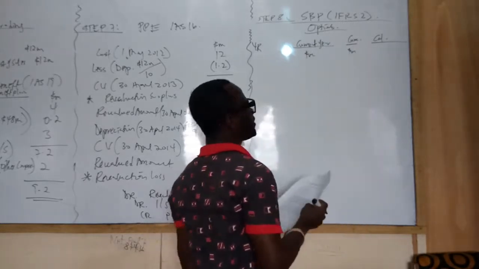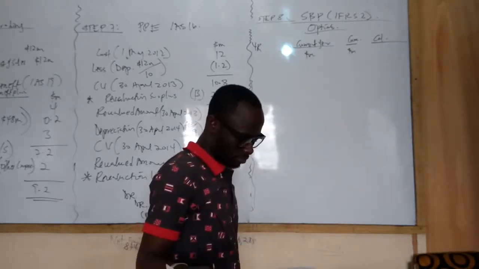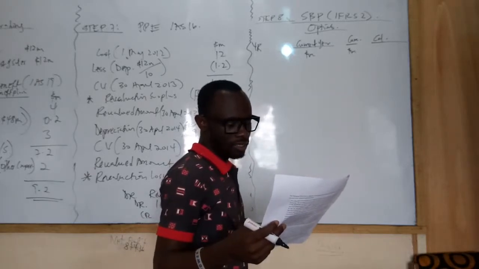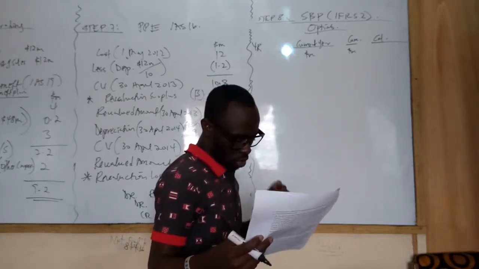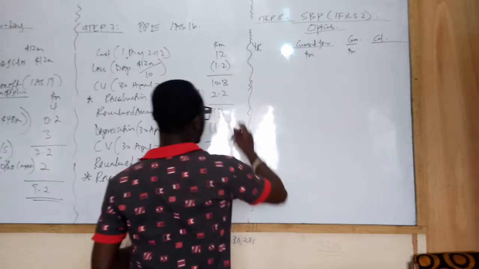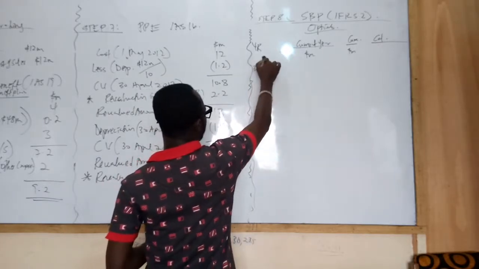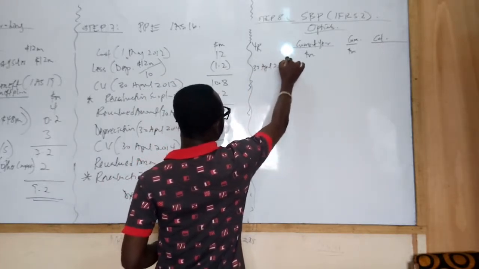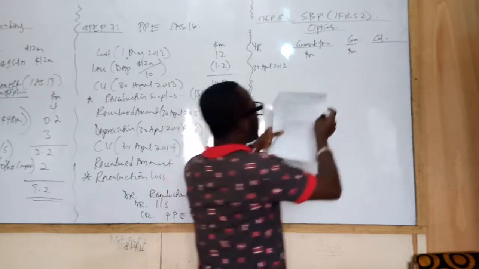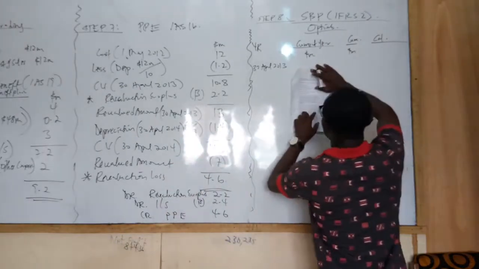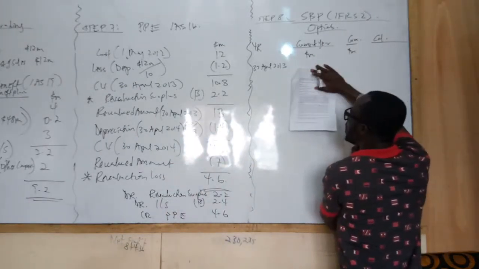When did it start? 1st May 2012. So it started 1st May 2012, and the first year ended will be 30th April 2013. So at 30th April 2013, how many employees did we say would leave?